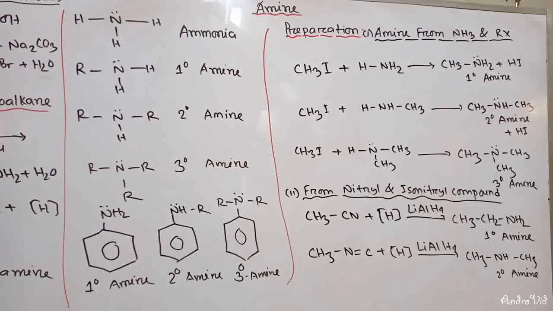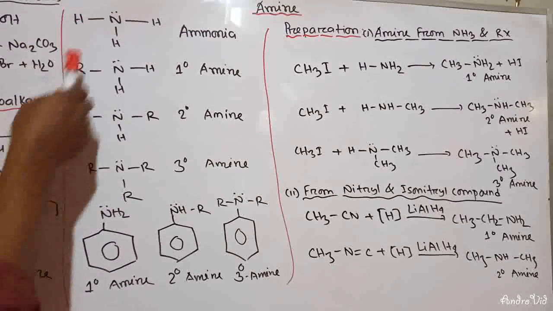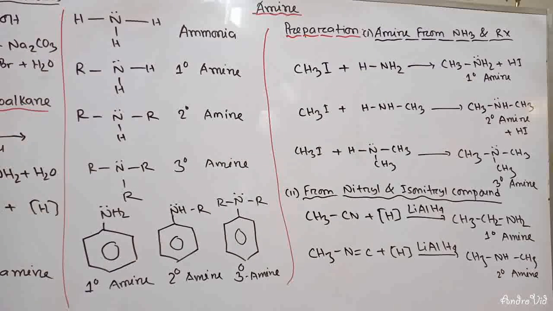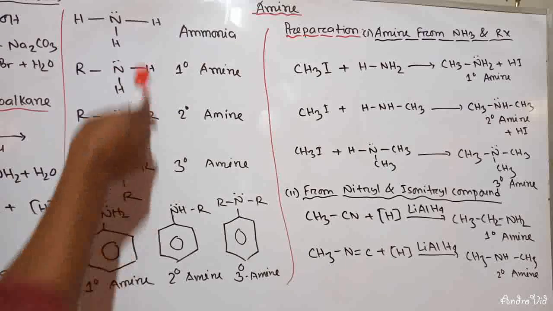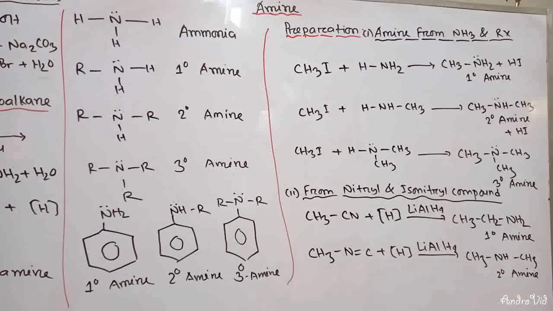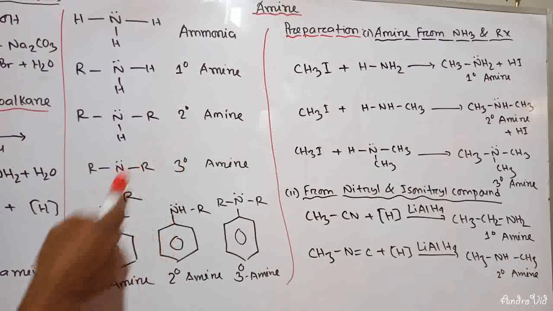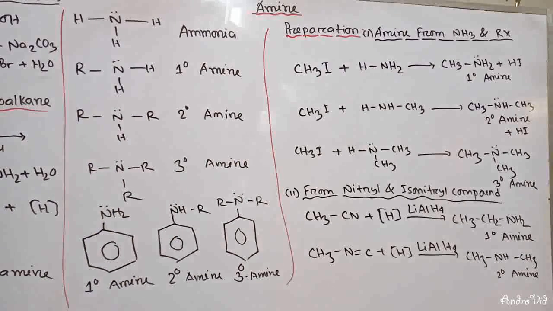There is a functional group NH2, and if you replace this hydrogen by R, you get a 1 degree amine. If you replace another hydrogen atom of this 1 degree amine by another alkyl group, then you will get a 2 degree amine. If you replace another hydrogen atom of the 2 degree amine by another alkyl group, then you will get a 3 degree amine. In a 1 degree amine, the functional group is NH2. In a 2 degree amine, the functional group is NH. In a 3 degree amine, the functional group is only the nitrogen atom. The amine that contains one alkyl group is called a 1 degree amine. The amine with 2 alkyl groups attached is a 2 degree amine. The amine where 3 alkyl groups are attached to the nitrogen atom is called a 3 degree amine. These are all aliphatic amines.